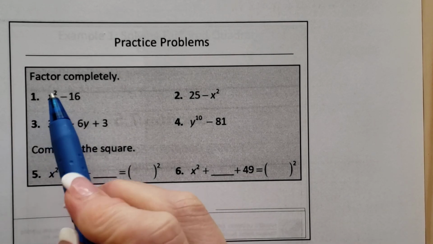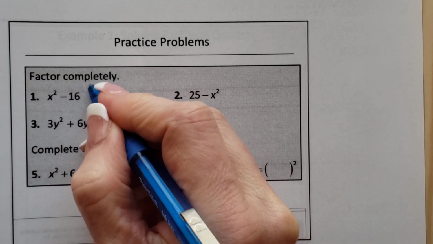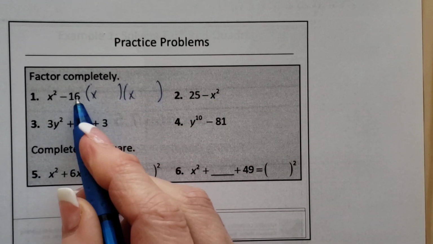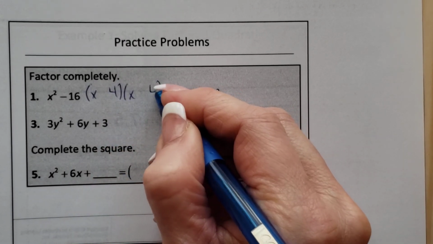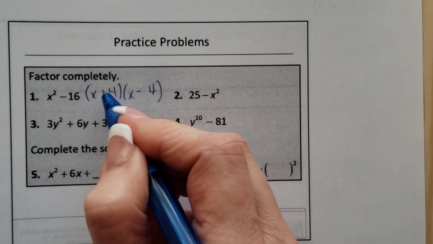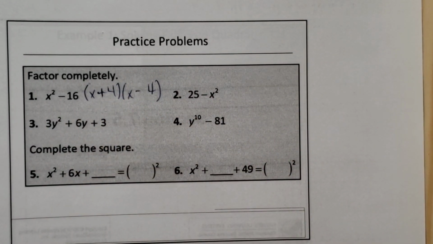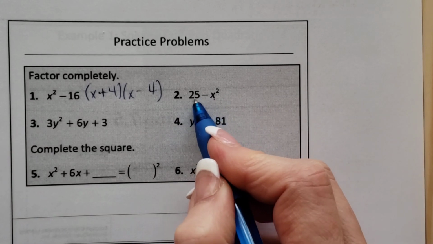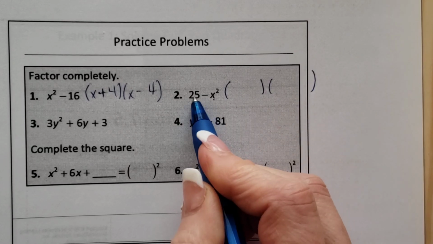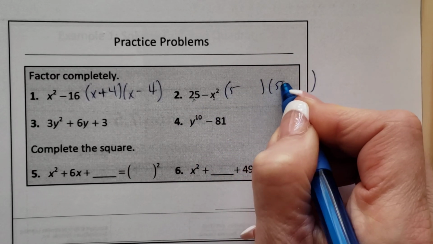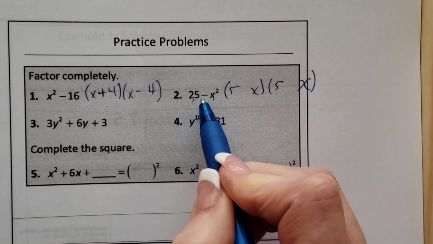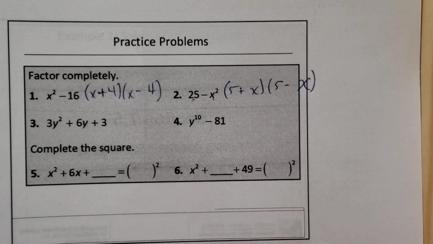So number 1 is the difference of perfect squares. So I'm going to divide up my perfect squares. Square root of x squared is x. Square root of 16 is 4. Since this is a difference of two squares, one gets a positive, one gets a negative, and I'm done. All right, number 2. This is the difference of two squares. So the square root of 25 is 5. Square root of x squared is x. And since it's a minus sign, one gets a plus and one gets a minus, and I'm done.